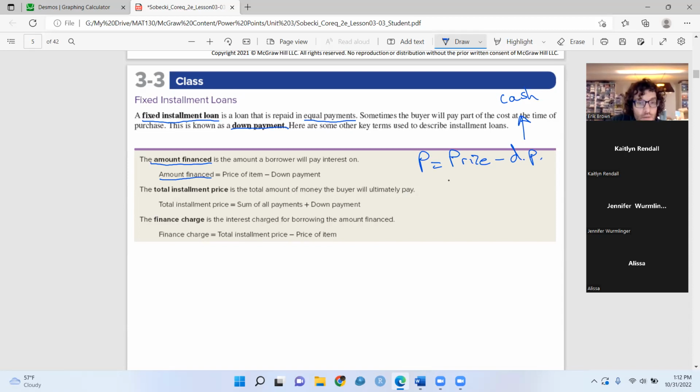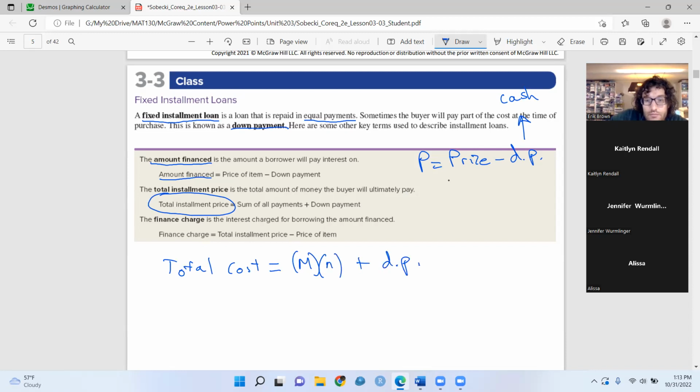So the installment price is the sum of all the monthly payments, sum of all the payments plus the down payment. That's how much you pay. So I like to change this total installment price to total cost, or just cost. So how much money left your bank account is the idea here. And we're going to discover that most often this sum of all payments is the monthly payments, which we're going to use the letter M, times number of payments here. We often use the letter N here, plus the down payment.